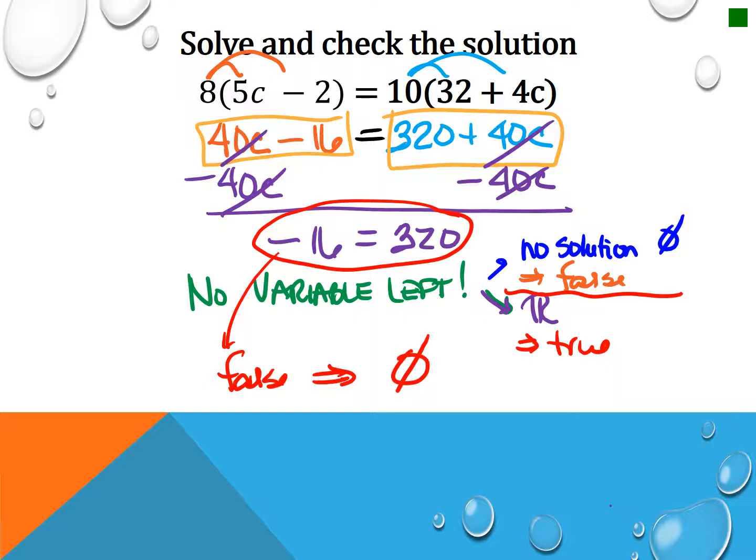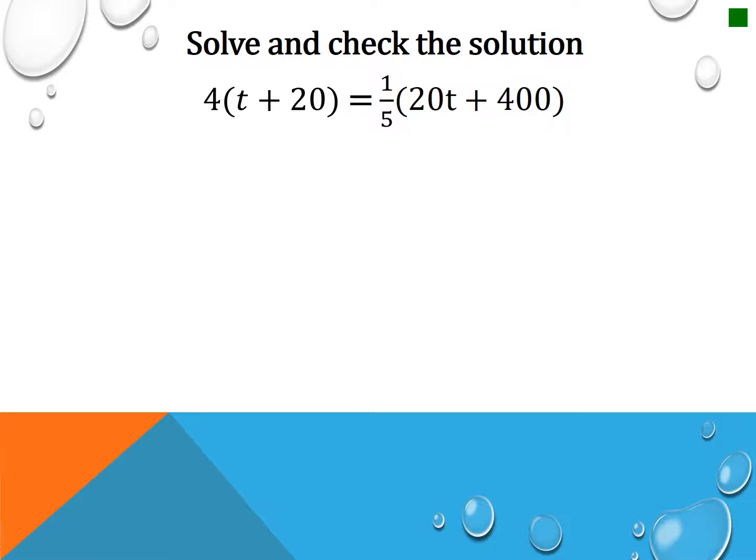That means no matter what number I put in there, I can never make the left side equal the right side. Got another one. 4 times t is 4t. 4 times positive 20 is positive 80. Then there's an equal sign.